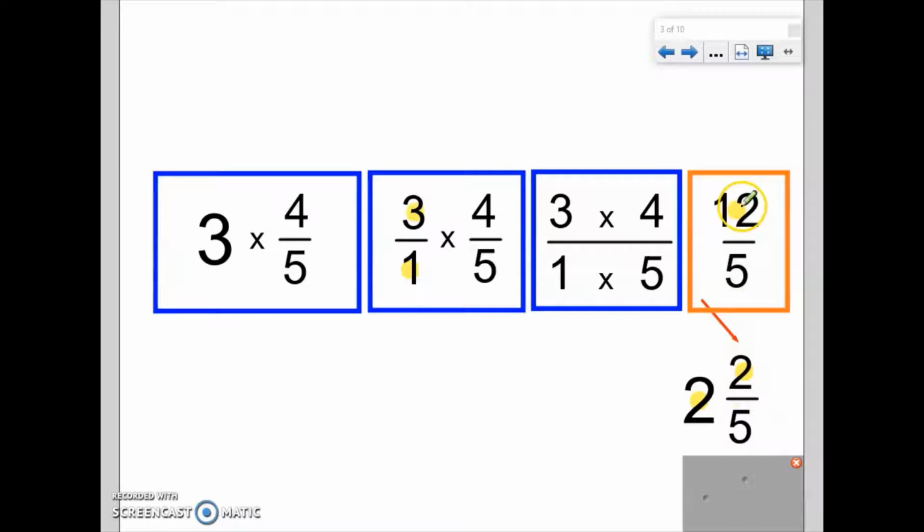So how many 5s are in 12? 2, remainder 2, and my denominator does not change. So 3 times 4/5 is 2 and 2/5.